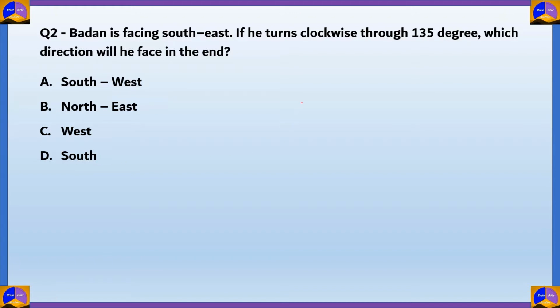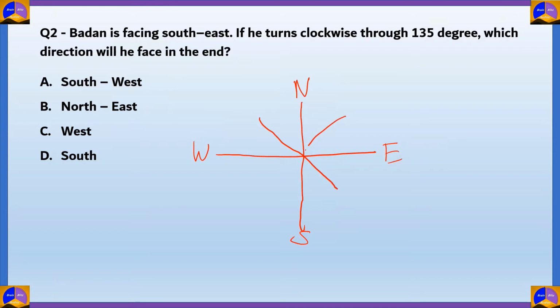Now, let's draw the relation diagram for this question. Now, these are the main directions: north, south, east, west, and the cardinal directions: northwest, northeast, southeast, and southwest. Now, turning clockwise means the turn taken by a clock, which is in this direction, from north to northeast, then northeast to east, then east to southeast, and so on.